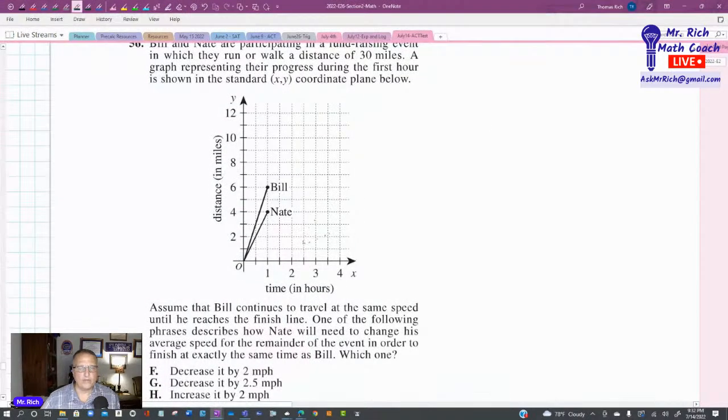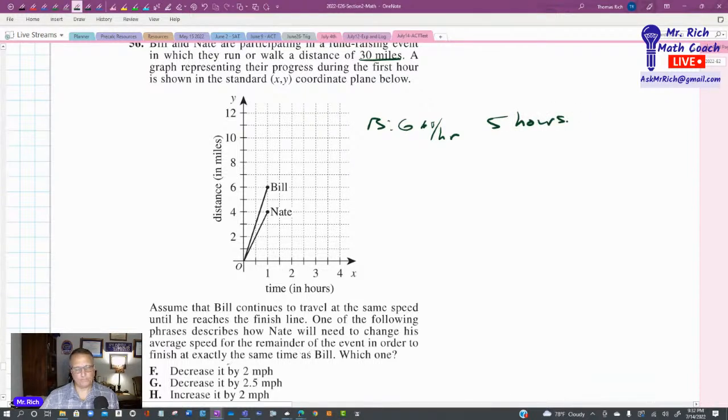So Bill's rate right here is 6 miles per hour. So Bill is going 6 miles per hour. He's going 30 miles. So he's going to be running for 5 hours.